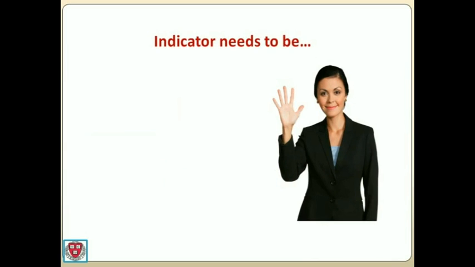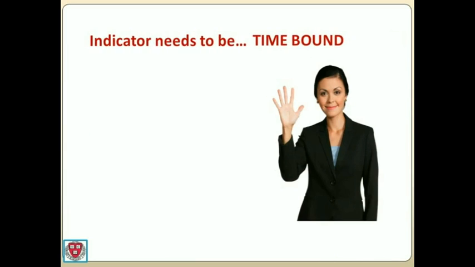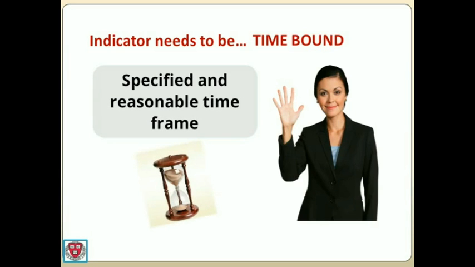The fifth criterion is being time-bound. Indicators should describe when change is expected. An indicator needs to be collected and reported at the right time to be useful for decision-making purposes. A specified and reasonable time frame should be incorporated into the objective statement.